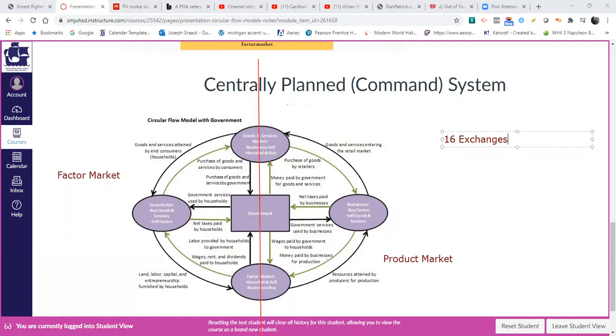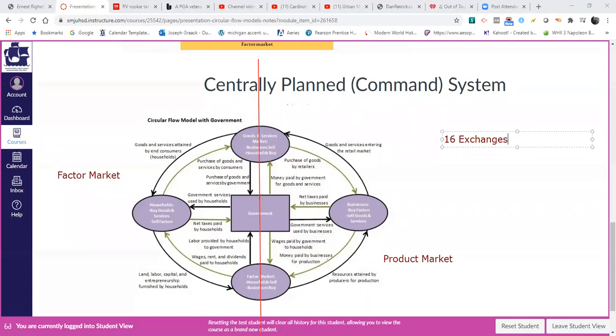So all 3 circular flow models show the exchanges that take place in an economic system. Your market system has 4 exchanges at a minimum. Your mixed system has 8 exchanges at a minimum. Your centrally planned or command has 16 exchanges at a minimum. And that would make sense that government is involved in all of the distribution, allocation, and decision-making regarding resources. As you take away some government decisions, you would take away exchanges.